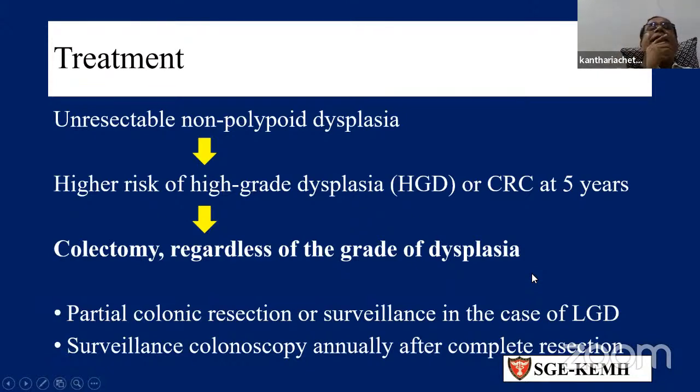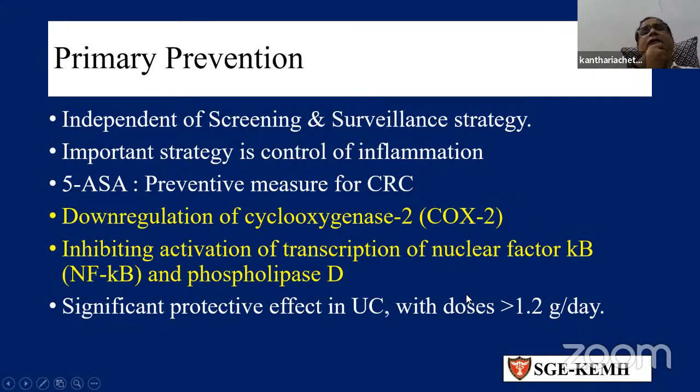Now, here again I want to emphasize that patients with unresectable non-polypoid dysplasia have a higher risk of going into high-grade dysplasia or malignancy within 5 years, and hence, regardless of the grade of dysplasia, they should be subjected to colectomy, either a total colectomy, or in case of low-grade dysplasia, you could do a partial colonic resection and keep them under surveillance.